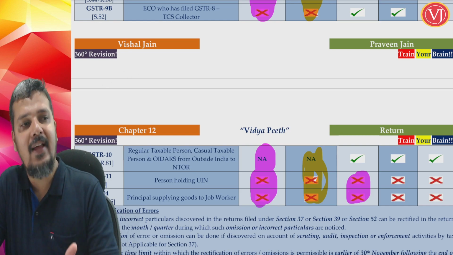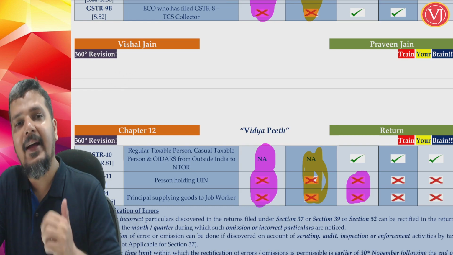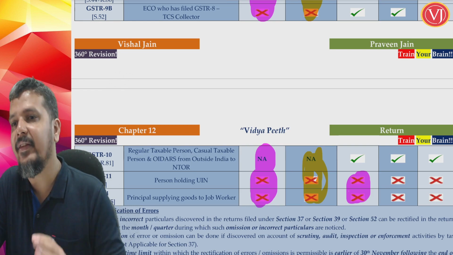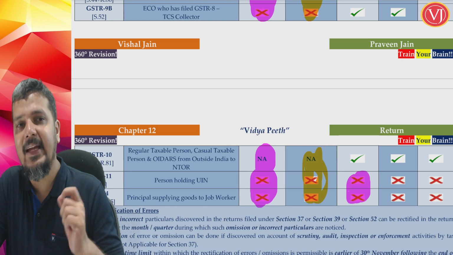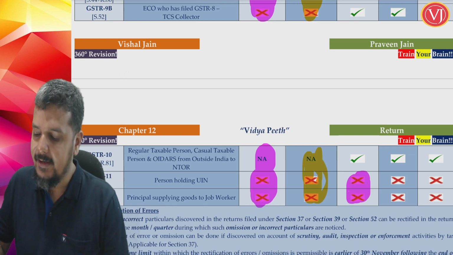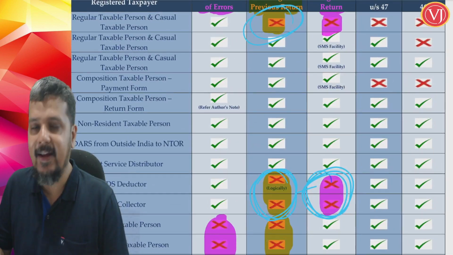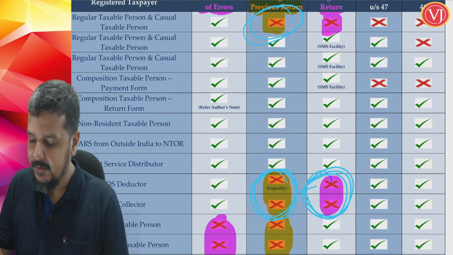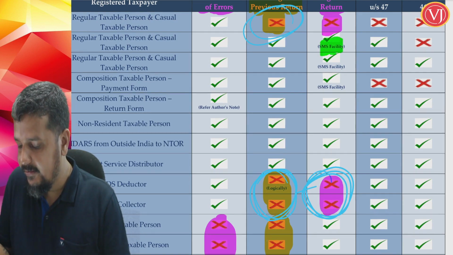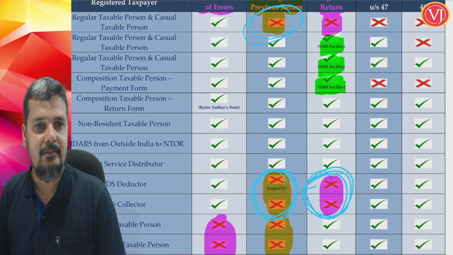IFF, GSTR 7, GSTR 8, GSTR 11, ITC 04. All other cases, even if I don't have transactions, I have to file nil return, and there comes a special point here. There are 3 cases where I can file my nil return via SMS. That is GSTR 1, GSTR 3B and CMP 08. This is a special point.